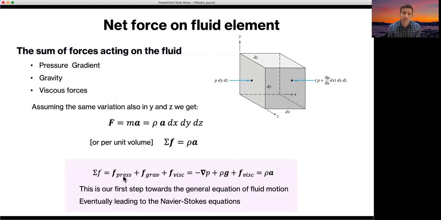And then the sum of these forces, so the pressure gradient force, the gravity body force, and the viscous force, can be represented in this format: gradient of p, times the density times the gravity vector, times another term for the viscous force. And the combination of all three of these terms is equal to the mass per unit volume, or the density, times the acceleration. In the case that the fluid is at rest, this term is zero. In the case that the fluid is not at rest, this equation still applies. So this is a really powerful equation because it starts to represent a dynamic flow field. And indeed, it forms the basis of the exact fluid mechanics equations, the Navier-Stokes equations, which you're going to come up against later on in this module, but also again and again in your degree.